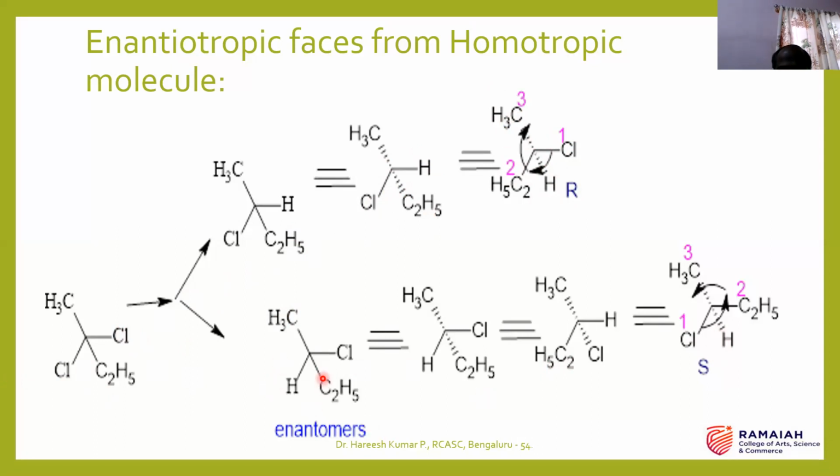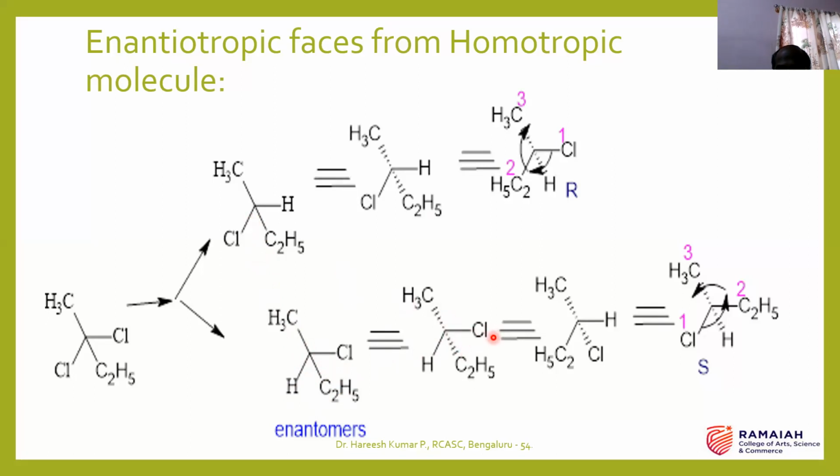So this is the one. That is the reason these two products, this one as well as this one, are enantiomers. Because this is the S configuration, and this is the R configuration. And how can you find that this is S? So this is nothing but this moiety.